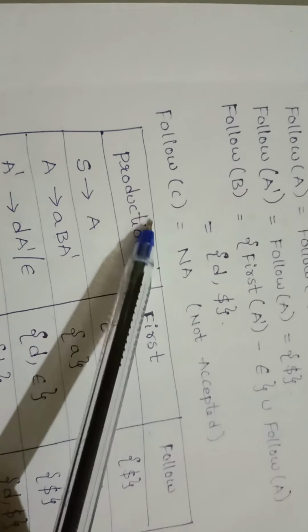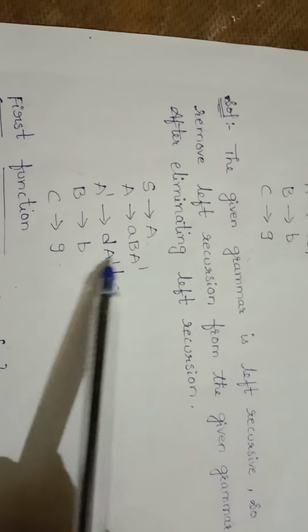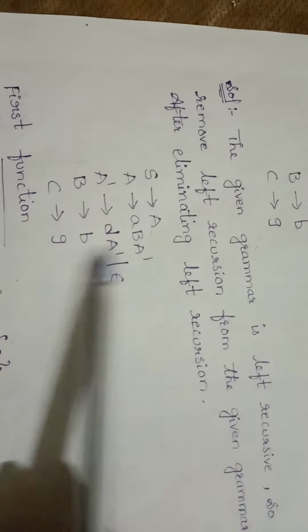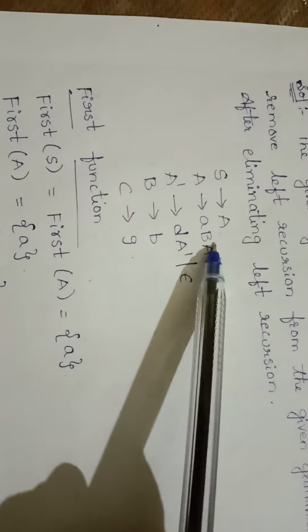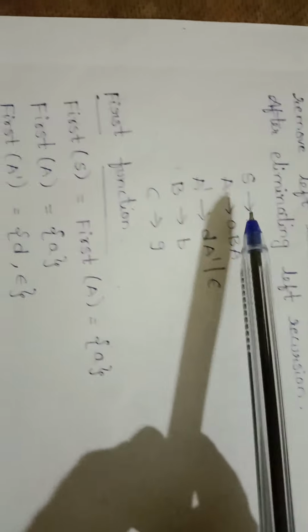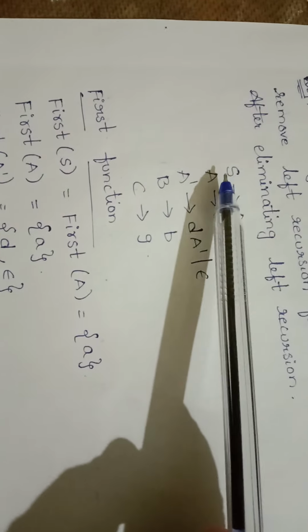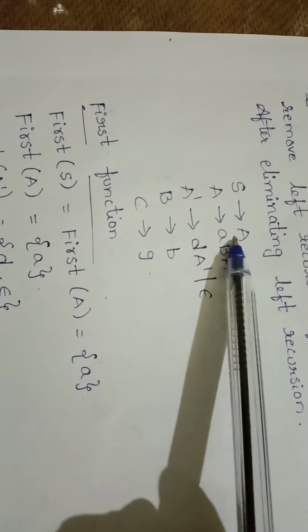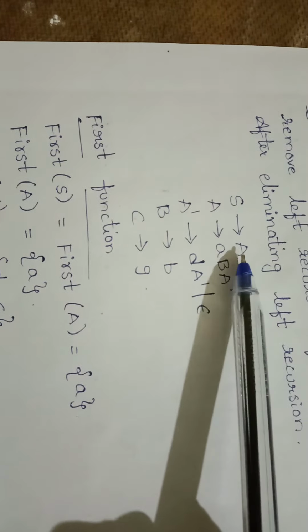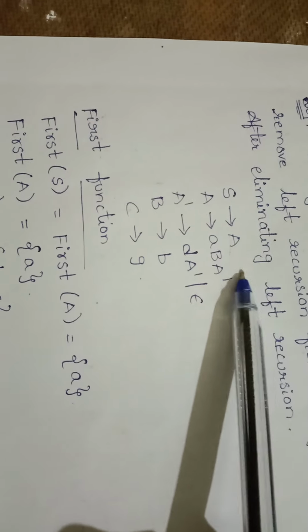And next, follow of C. On this side we are not having any C, so this is not acceptable. We cannot accept the follow function for C. So whenever considering the follow functions, you need to check this side. Wherever the symbols are there, you need to check whether anything is following that symbol or not. After A, what is following? That we need to write here.